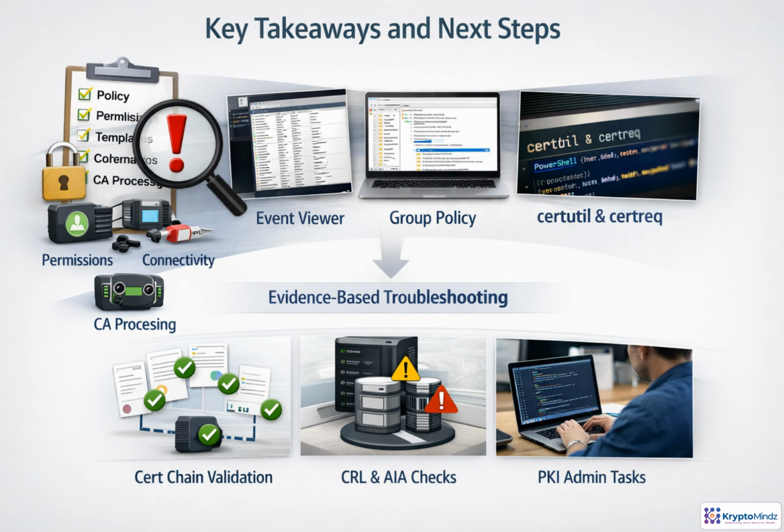Troubleshooting enrollment is about narrowing down where the failure lives: policy, permissions, templates, connectivity, or the CA. Use Event Viewer, Group Policy, CertUtil, Certreq, and PowerShell to collect evidence and isolate the layer that's broken. Next, we'll extend this approach to certificate chain trust, CRL and AIA validation, and day-to-day PKI administration.